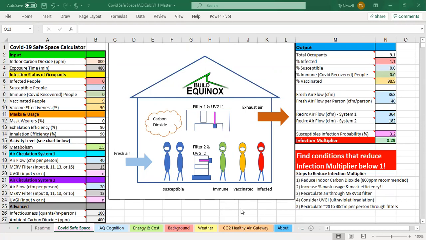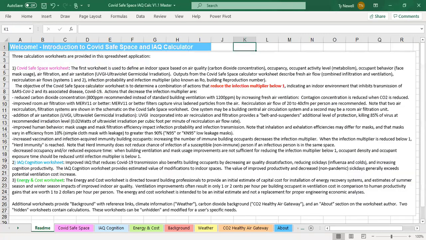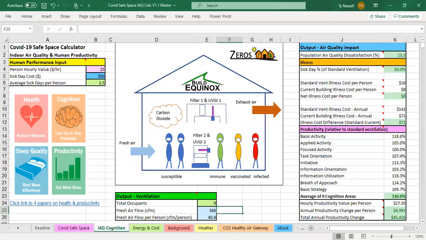As we look at the calculator, there's a series of worksheets. And we're going to spend most of our time on this COVID Safe Space worksheet, but let's begin with a bit of a tour. As in most cases, there's a README. We won't bother looking at that, but take a look at that as well as follow along with our other instructional videos and written information.